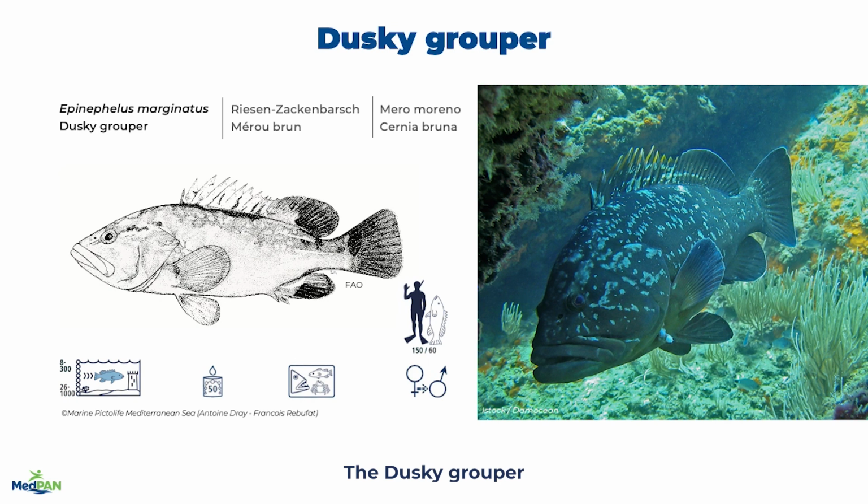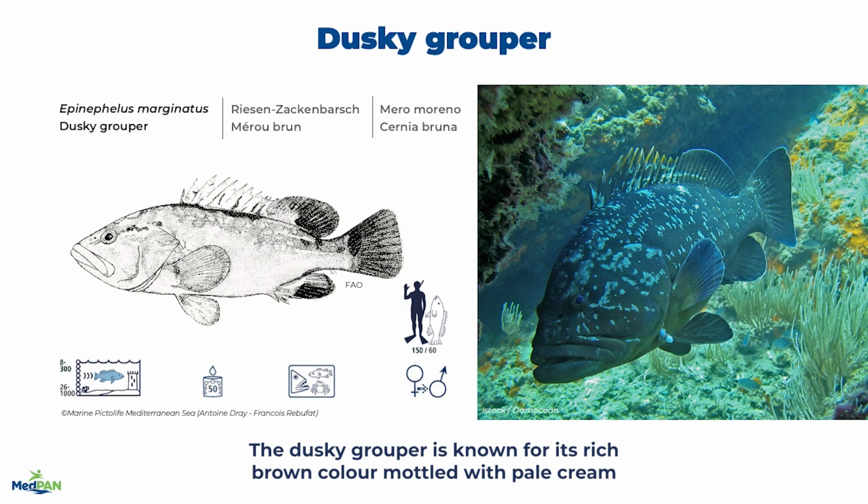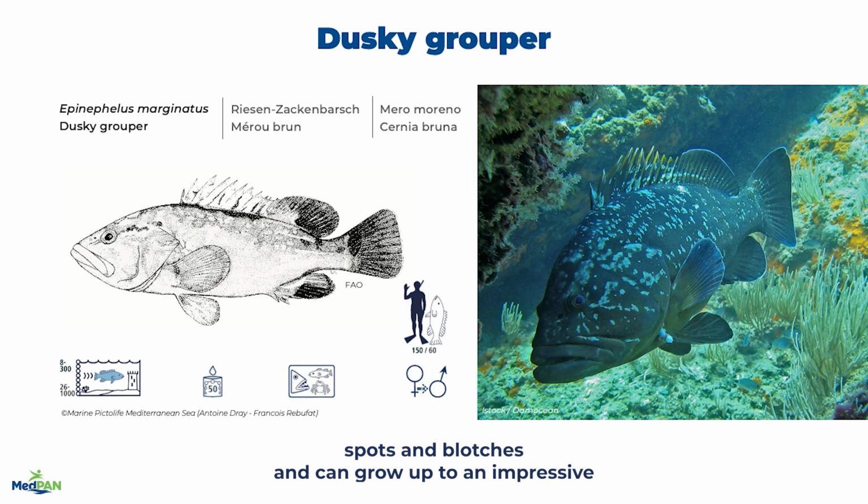The dusky grouper, known scientifically as Epinephelus marginatus, is an iconic species in the Mediterranean and a species of significant concern and interest. Often targeted by recreational fishers, particularly spear fishers, it is considered endangered globally by the IUCN. The dusky grouper is known for its rich brown color, mottled with pale cream spots and blotches, and can grow up to an impressive size of 1.5 meters.